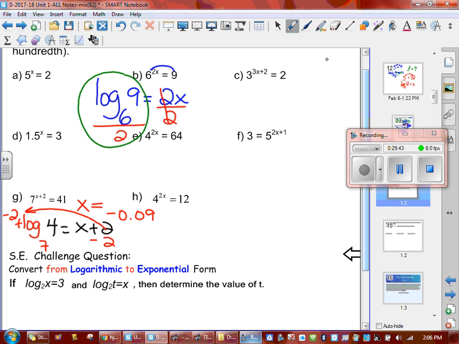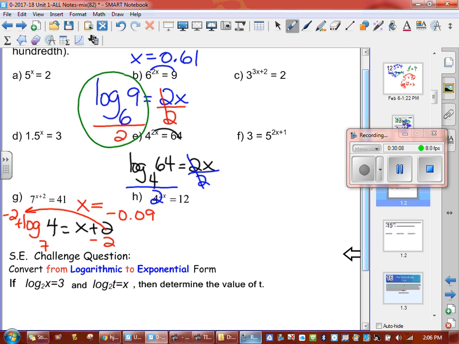The next question, we're going to write the word log, drop the 4 down, and trade places with 64 and 2x. Now we've got to divide out the 2, just like we did with the previous question. That is our exact value form. We get x is equal to 1.5 in this case.